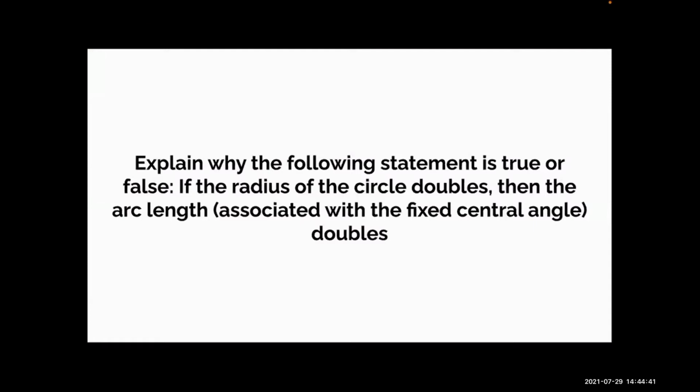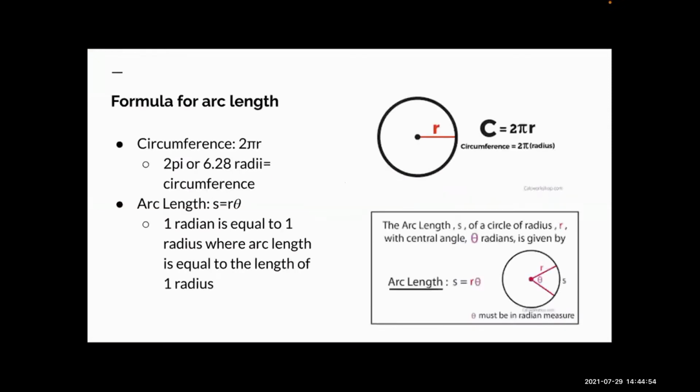Explain why the following statement is true or false. If the radius of the circle doubles, then the arc length associated with the fixed central angle doubles. So I'm going to explain first where we derive the formula for arc length.